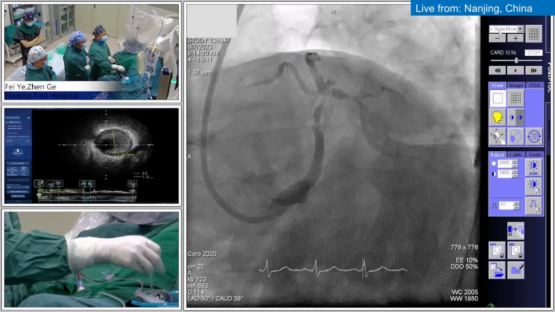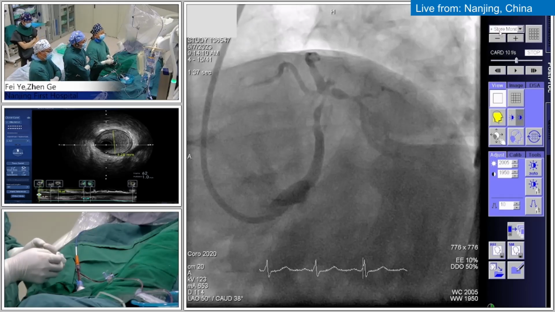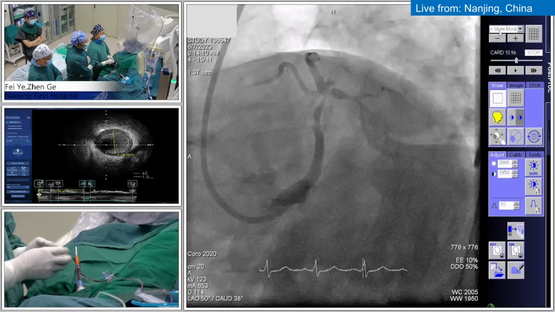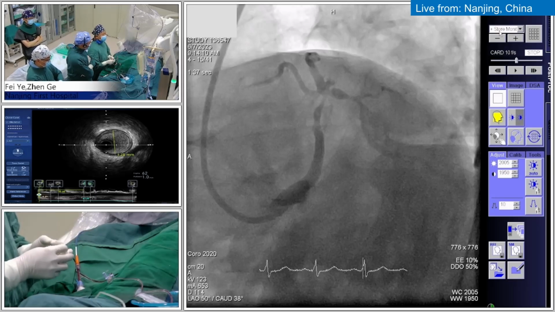The third is how to wire the LAD. Which kind of wire will you use? I mean, which kind of wire is your first choice? That's the key for this patient. I want to wire the LAD firstly.